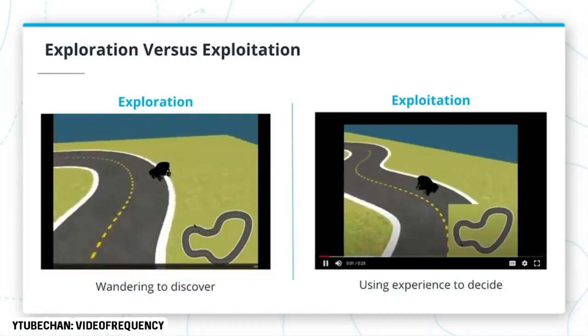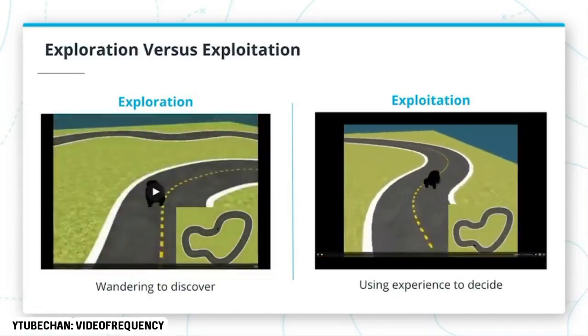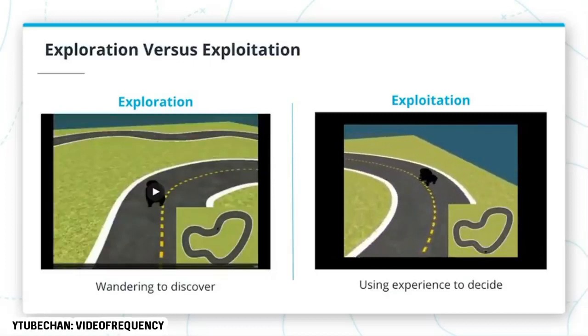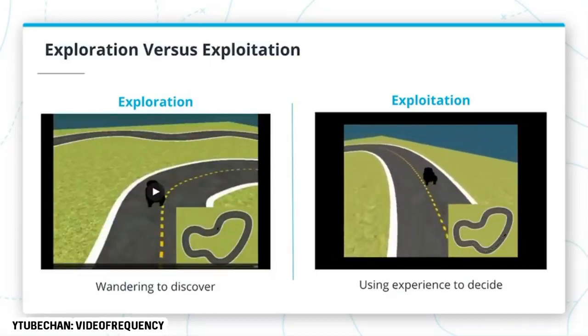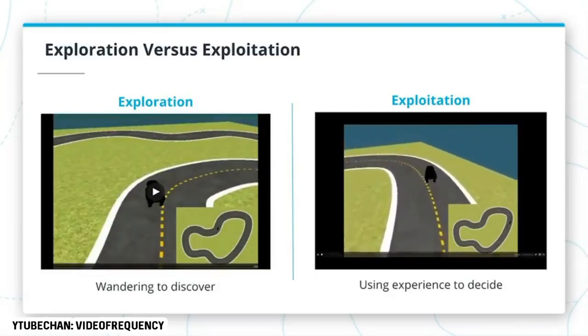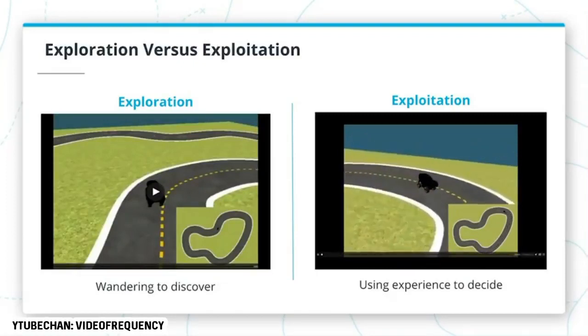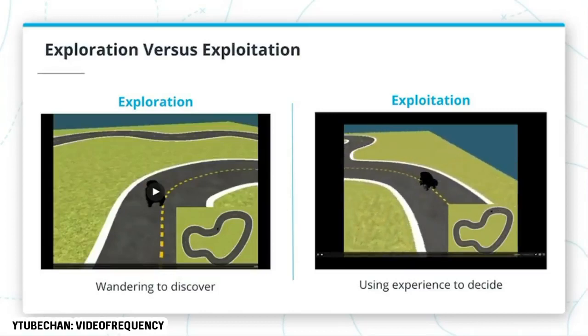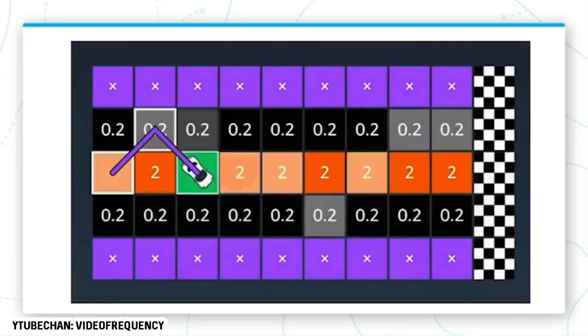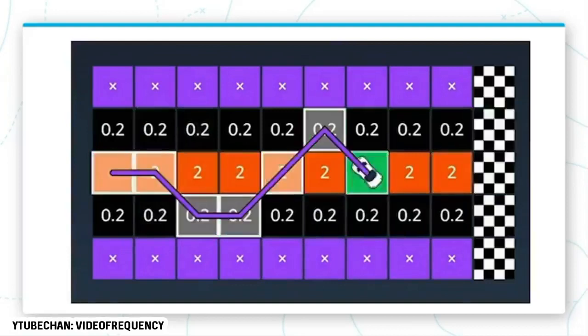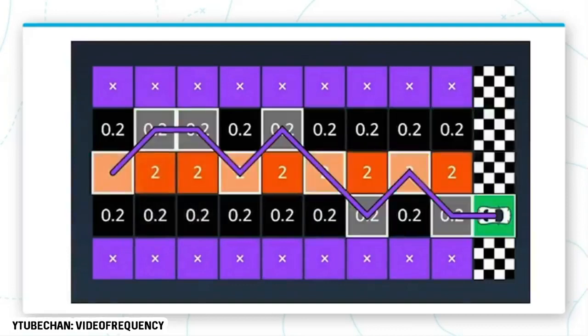The car on the right has begun to exploit, or use information from previous experiences, to help it reach its goal. Different training algorithms utilize exploration and exploitation differently. Let's see what exploration and exploitation look like using our visualization of a reward function that incentivizes centerline driving.